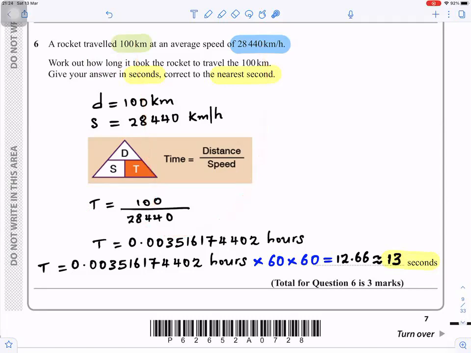So the distance is 100 kilometers and the speed is 28,440. And that will give you 0.003516 and so on hours. Now we want to change that hours to seconds. So we have to multiply by 60 to change it to minutes, and then multiply by 60 again to change it to seconds. And that gives you 12.66 seconds, which is 13 seconds to the nearest whole number.